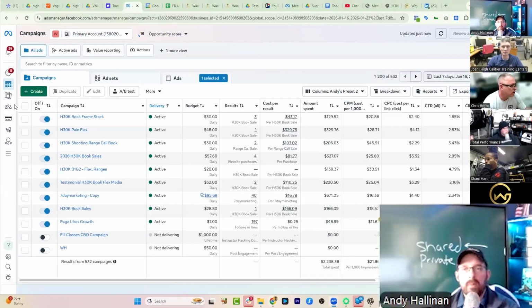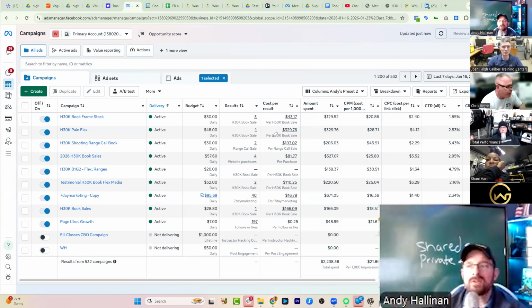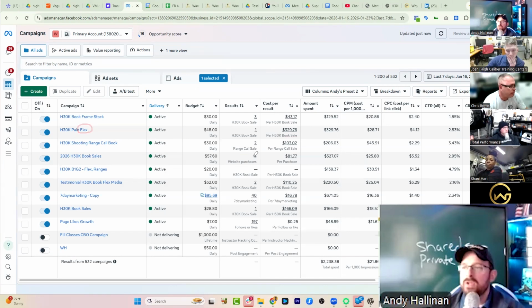My Flex ads are by far the most expensive. Here's one book sale for $329. That means I spent $329 to sell one $24 book. And guess what kind of ads? It's a Flex ad.